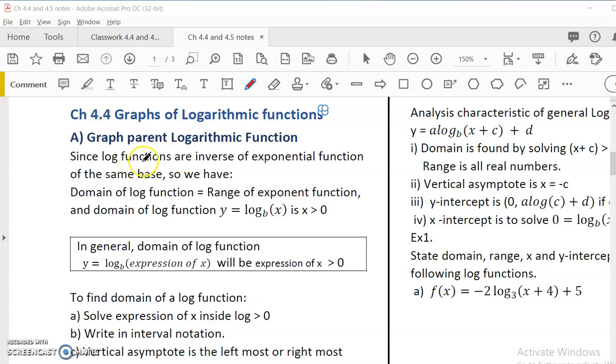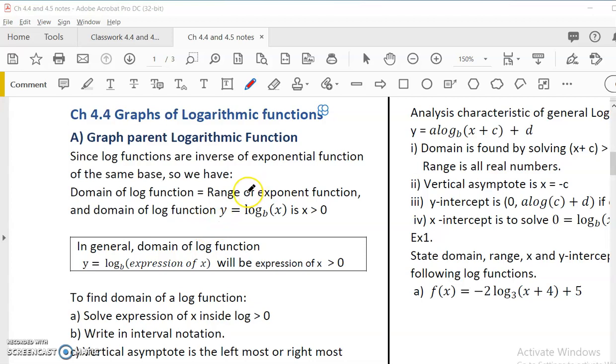Since log functions are inverses of exponential functions, like we talked about in 4.3, whenever we have a log function, there is an inverse, and the inverse is an exponential function in such a way that the input of the log function is the output of the exponential function, and the output is the input, so x and y switch. That means the domain of the log function is the range of the exponential function. So the domain of the general log base b of x is x greater than 0.